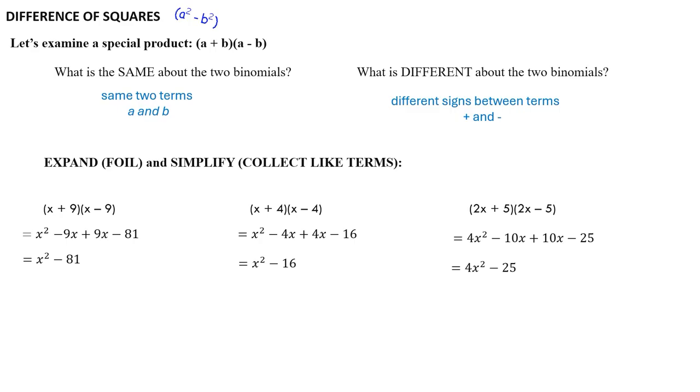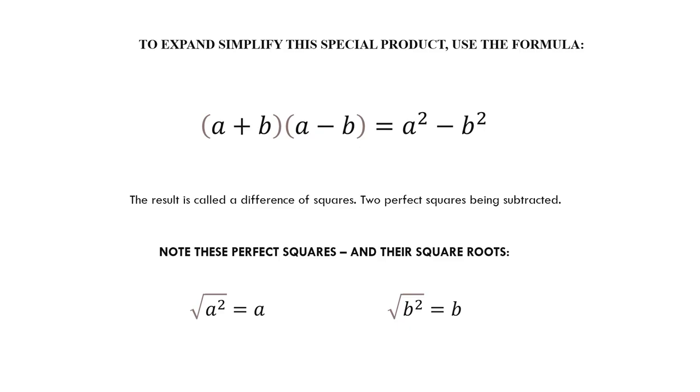So there's a pattern at work here, and when we learn to spot the pattern, it makes it quite a bit easier to factor, or possible to factor, these types of terms. So an example where we have a plus b multiplied by a minus b, we'll end up with a squared minus b squared. The result is called a difference of squares, two perfect squares being subtracted.